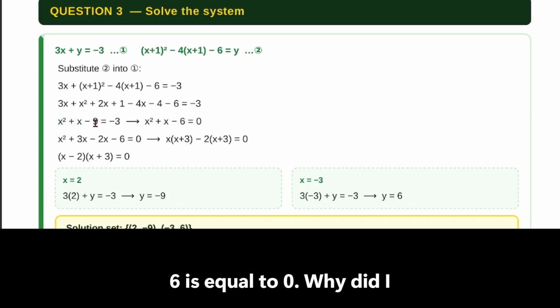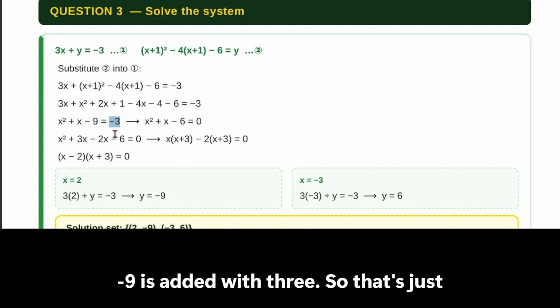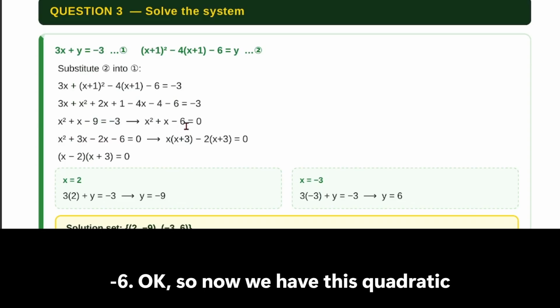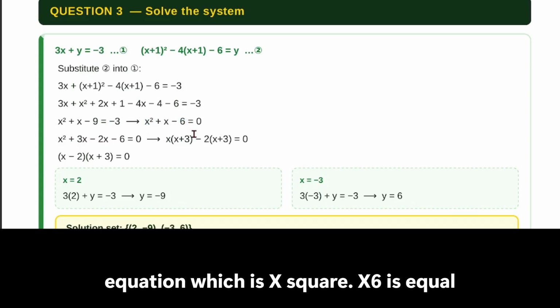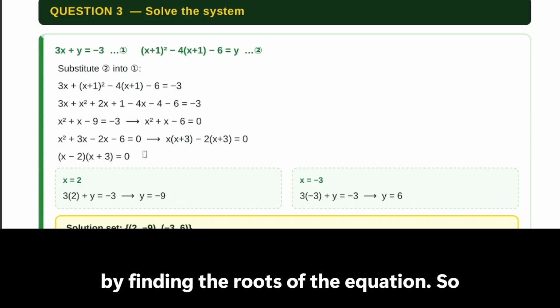Why did I say minus 6 instead of negative 9? Well, if you bring negative 3 to the left side, minus 9 is added with 3. So that's just negative 6. Okay, so now we have this quadratic equation, which is x square plus x minus 6 is equal to 0. So we can further expand it by finding the roots of the equation.